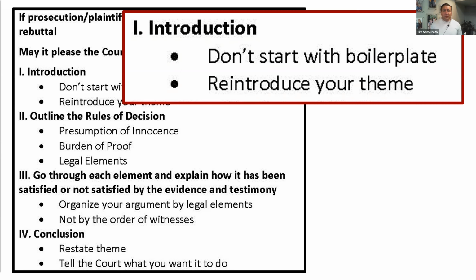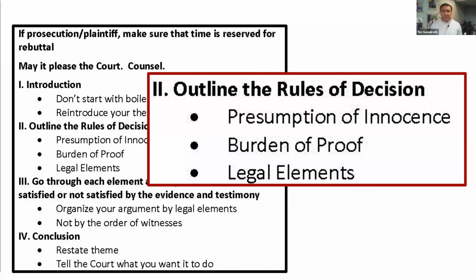So after you've done your introduction, the next step is to outline the rules of decision. So that means you want to remind the judge of the burden of proof, and you want to remind the judge of the elements, the different questions that the judge needs to answer that you have been helping them answer during the course of the case with the evidence and testimony that you've offered. So you want to make sure that you touch on the rules of decision, so the burden of proof.